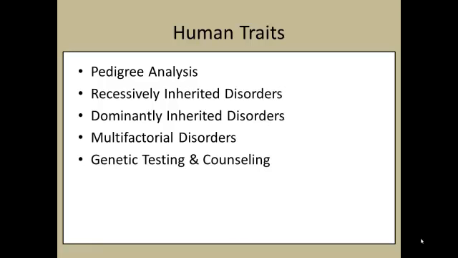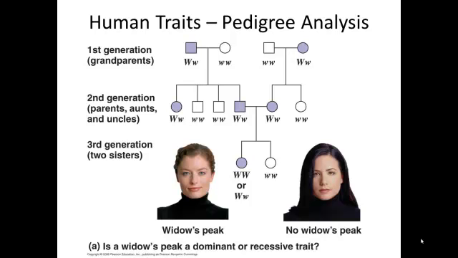In this concept, we will be looking at pedigree analysis in humans, recessively and dominantly inherited disorders, multifactorial disorders, and genetic testing and counseling. Most traits in humans are caused by multiple genes, but there are a few that are caused by one gene. In lab, you will be looking at some of these traits.